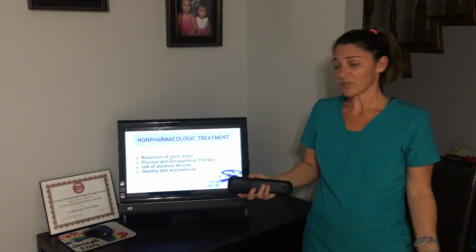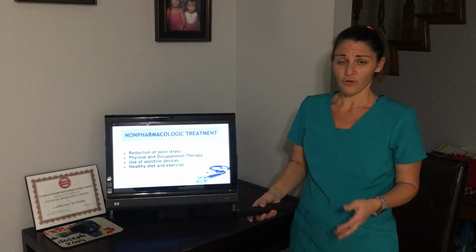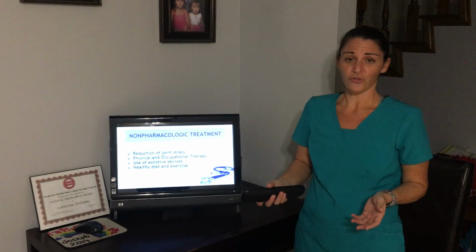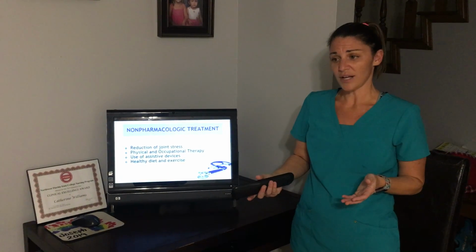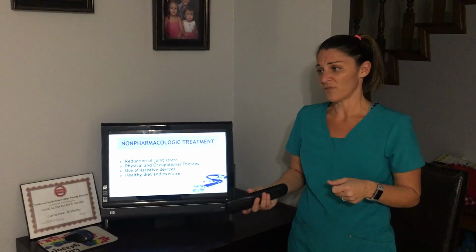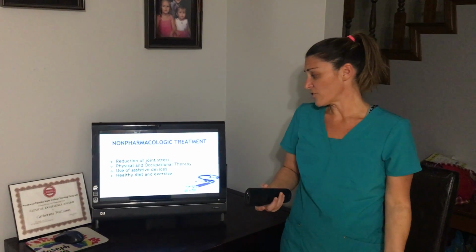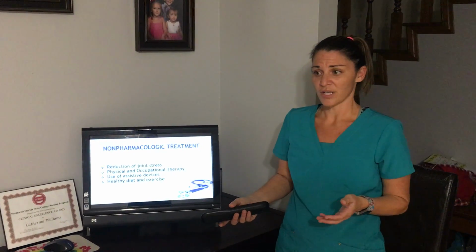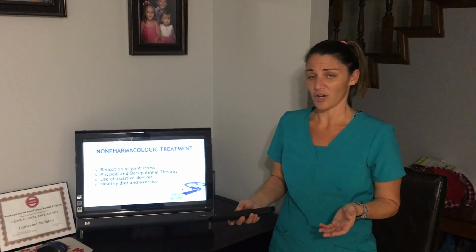So non-pharmacologic treatments are reduction of joint stress, so resting, relaxing, physical and occupational therapy, the use of assistive devices to take weight off of the joints, like a cane to take weight off of a knee, or a walker. Another way is healthy diet and exercise. Sometimes just weight loss and diet can help reduce the strain on your joints and can help relieve pain.